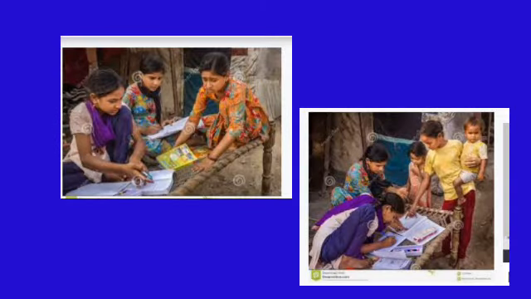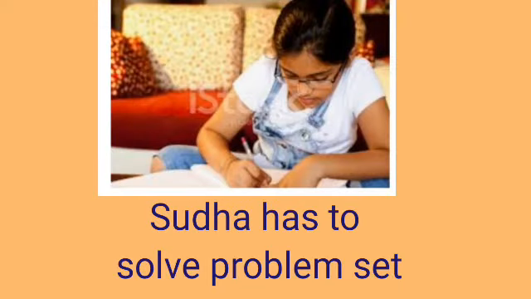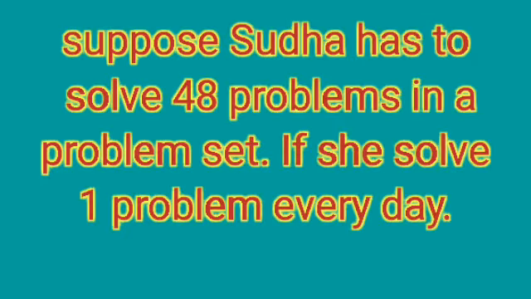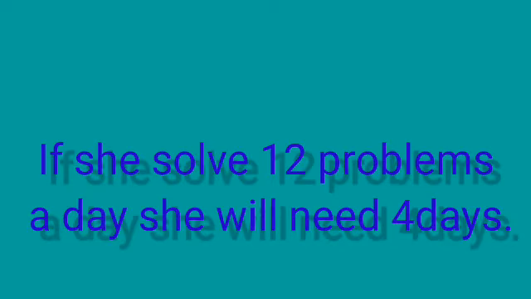See the next example. Some girls solve a problem set. Sudha has to solve 48 problems in a problem set. If she solves one problem every day, she will need 48 days to complete the set. But if she solves 8 problems every day, she will complete the set in 6 days. If she solves 12 problems a day, she will need 4 days.